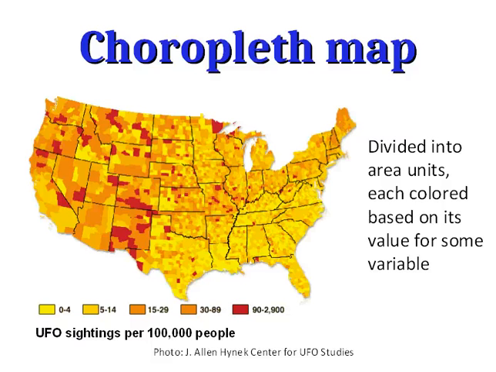Our other type of symbology that we want to talk about in this lesson is choropleth maps. A choropleth map is a map that's divided into area units, each of which is colored in based on its value for some variable. So in this case, the area units are counties within the United States, and the variable is the number of UFO sightings per 100,000 people. So you can see there's a different color for each county depending on the number of UFO sightings per 100,000 people that occurred within that county according to whatever data this is based on.